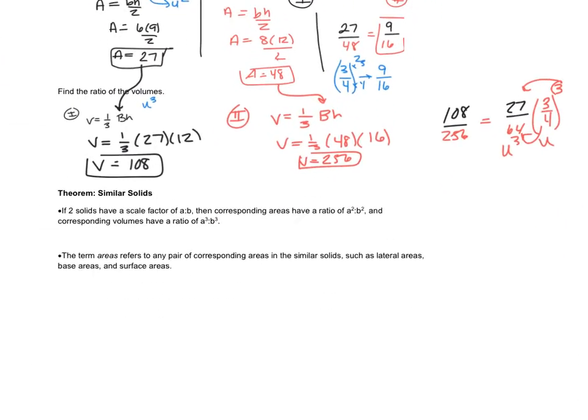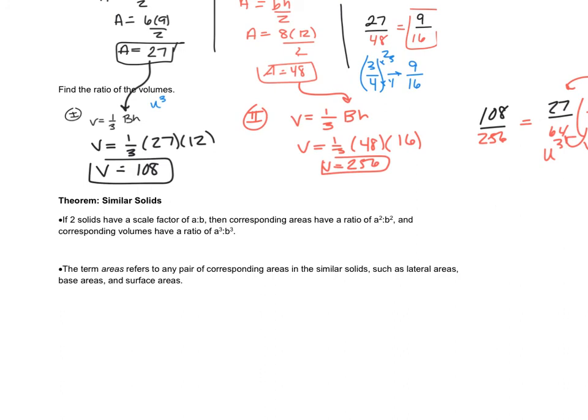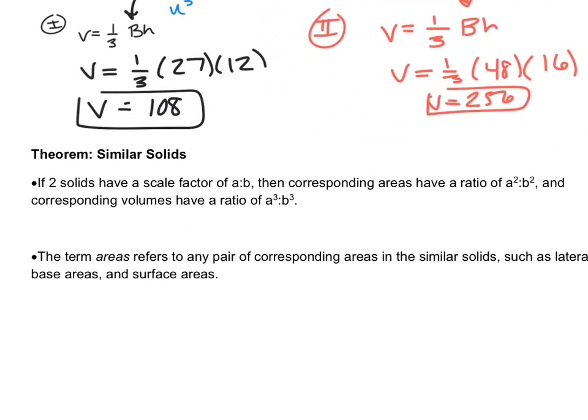Now here comes the theorem. If two solids have a scale factor of a to b, then the corresponding areas have a ratio of a squared to b squared, and corresponding volumes have a ratio of a cubed to b cubed. And the reasoning why is because we're basically looking at it in terms of units squared, and then units cubed for our volume. So we are going to be trying to figure out, are we traveling from units to units squared, units to units cubed, and it's all about doing a close read of the problem.